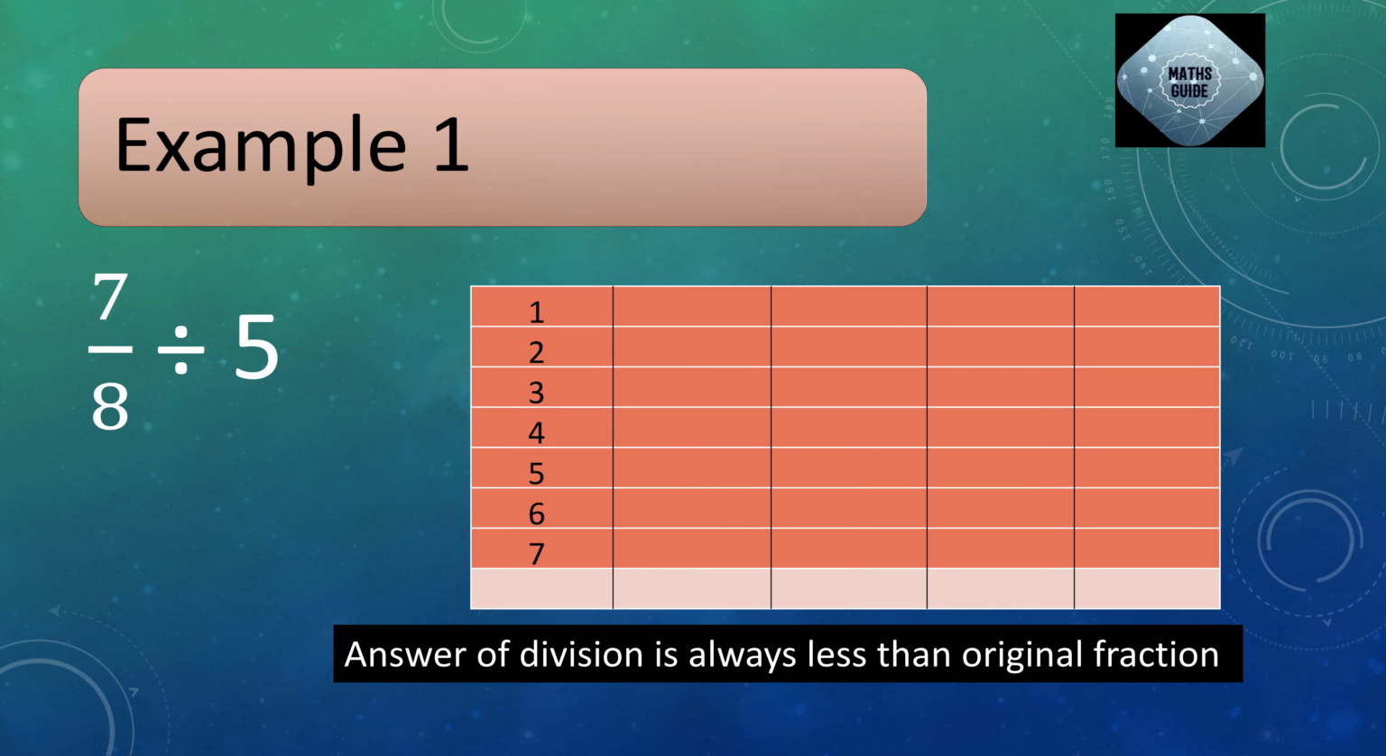As 7 parts are shaded and we have a total of 40 parts, our answer will be 7 by 40. Simple. As you can see, 7/8 after dividing by 5 is reduced to 7 by 40. Remember, the answer of division is always less than the original fraction.